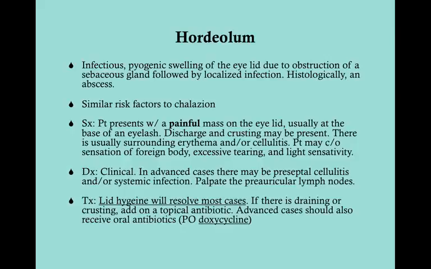Symptomatically, typically the patient will present with a painful mass on the eyelid, and usually it's at the base of an eyelash. A lot of times a Hordeolum looks like a zit, like a pimple on the eye. You can also see discharge and crusting that can be present, and this will really help you distinguish it from a chalazion. There's also surrounding erythema or cellulitis, and the patient can complain of the sensation of a foreign body, excessive tearing, and light sensitivity. So the thing that's really going to help you distinguish a hordeolum from a chalazion is the pain.